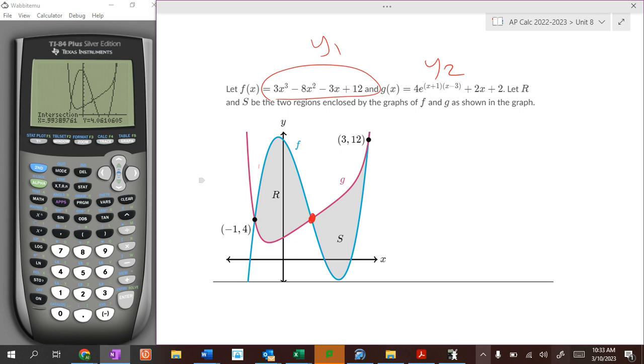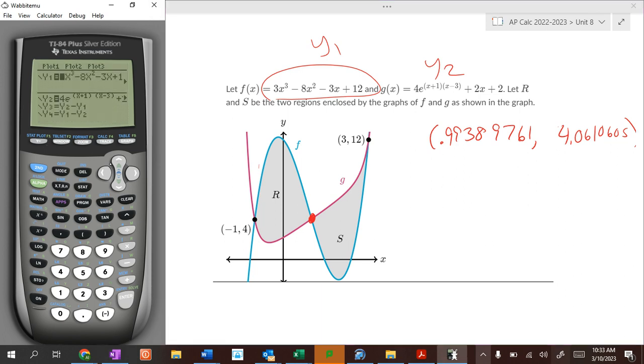So they cross at 0.99389761 and then 4.0610605. You really don't need the y, just the x that you're worried about. So the first one I want to graph, I turn these off, but I don't clear them. You need them in there or it won't work. It's y1 minus y2, from -1 to 0.99389761. Okay.